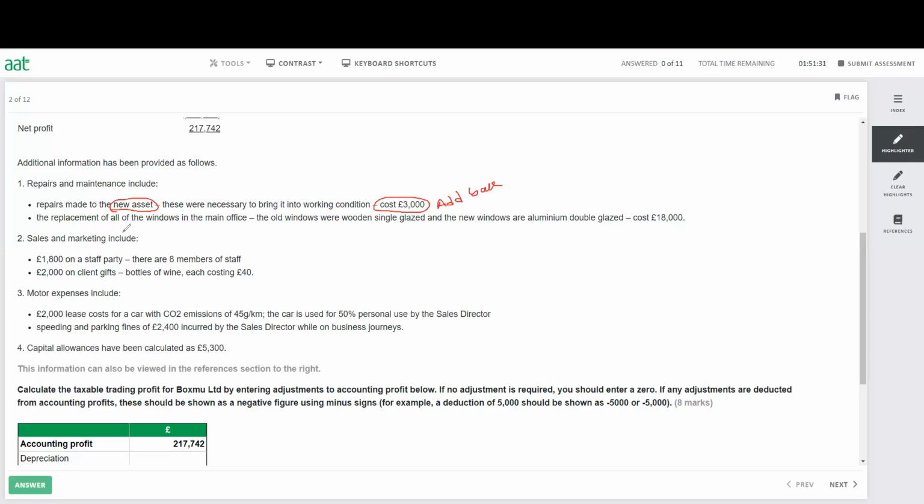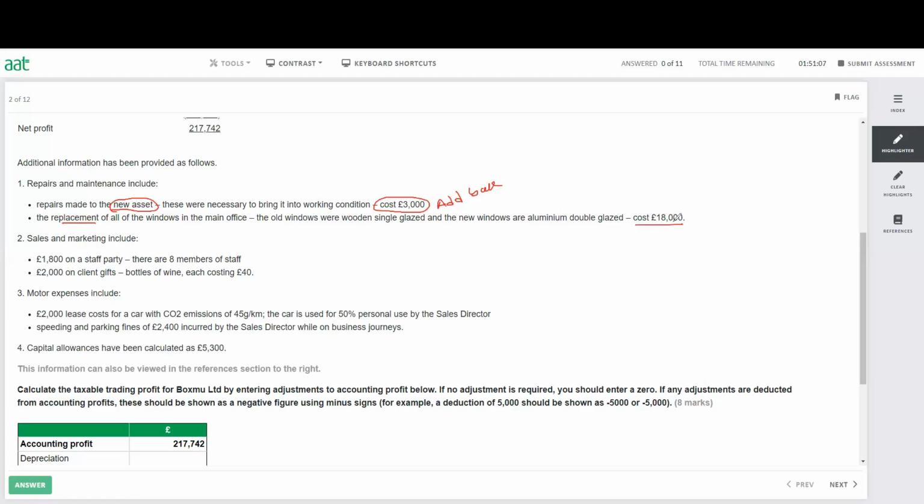The replacement of all the windows in the main office. The old windows were wooden single glazed, and the new windows are aluminum double glazed, cost 18,000. Now, if there is a replacement, but not an improvement, then it is allowable expenditure. So we don't have to do anything, it is allowable.